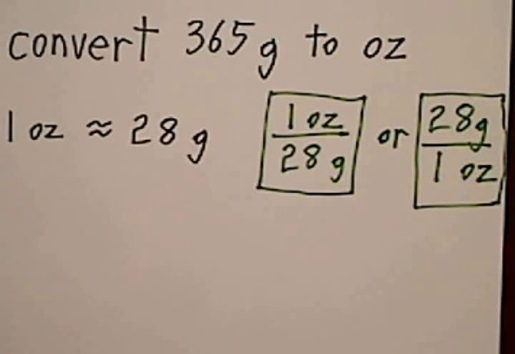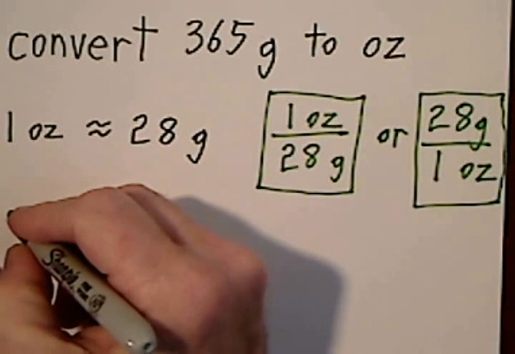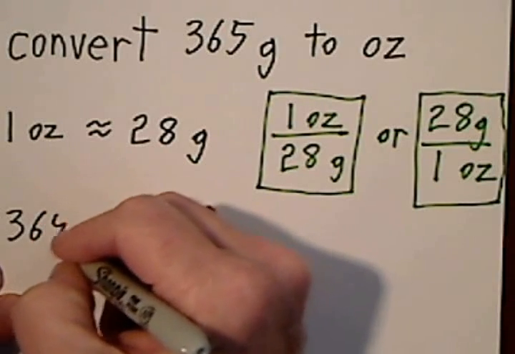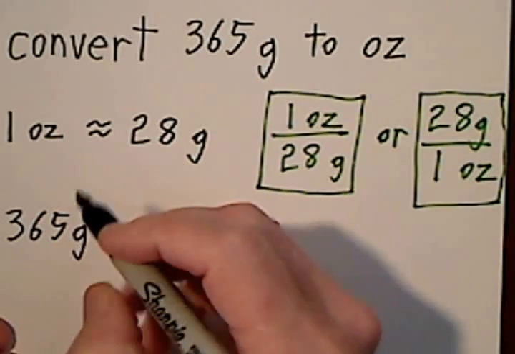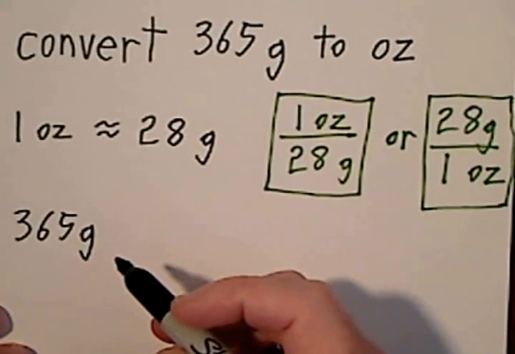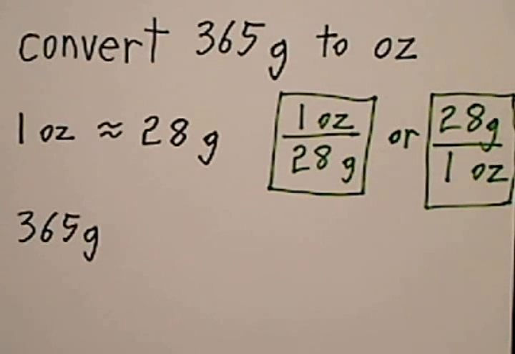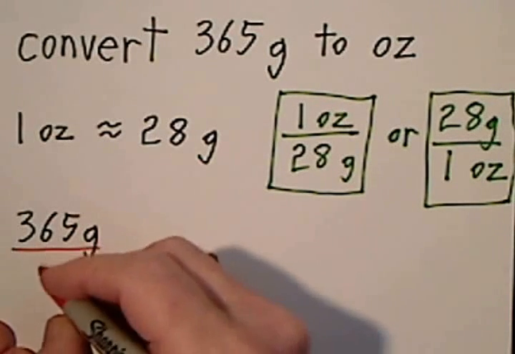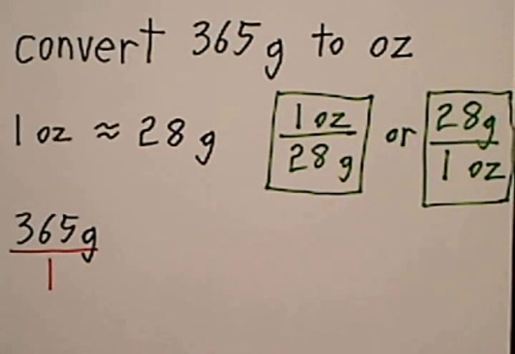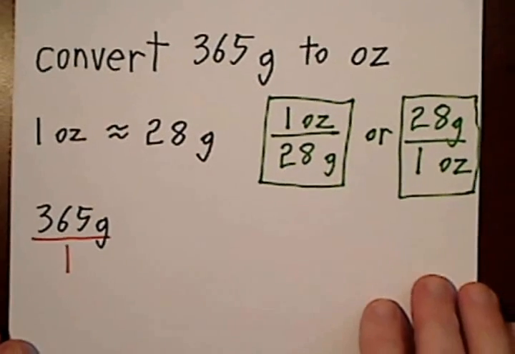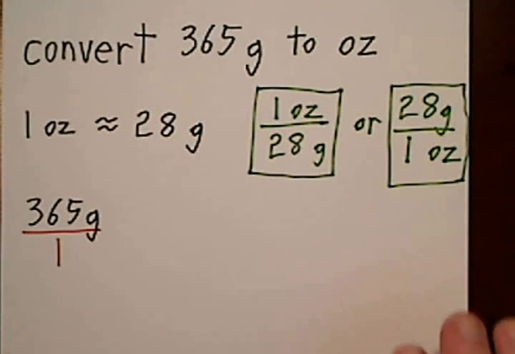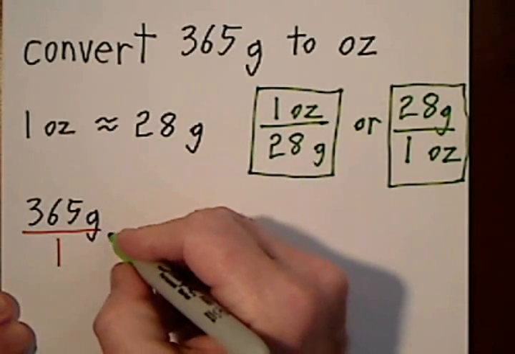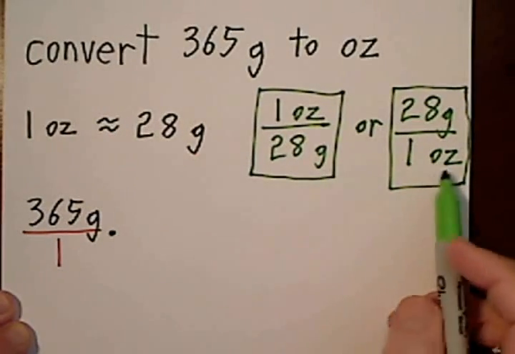All right, we have 365 grams. And I want to cancel out the grams. So I'm going to turn this into a fraction. Anytime you want to make something a fraction, you just put it over a 1. I think I'll back out a tiny bit here. And then I'm going to multiply this by one of these two.